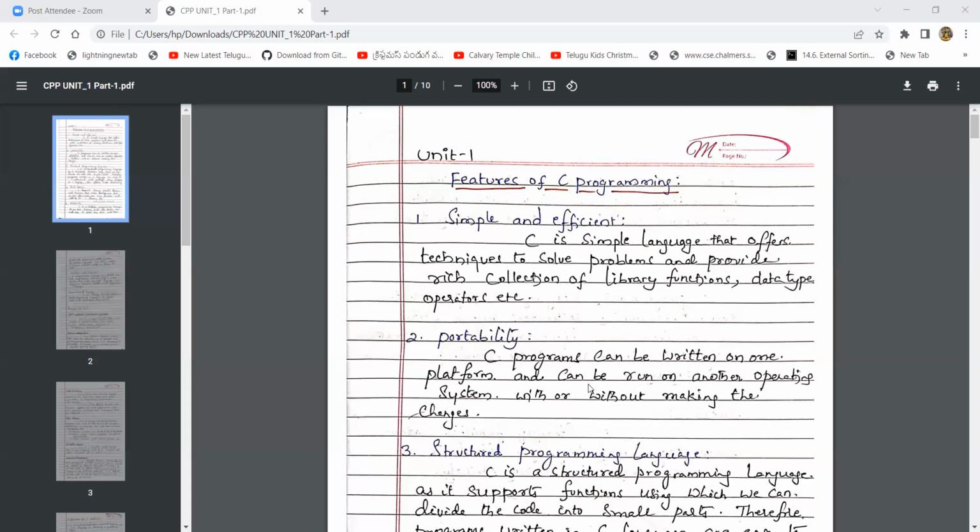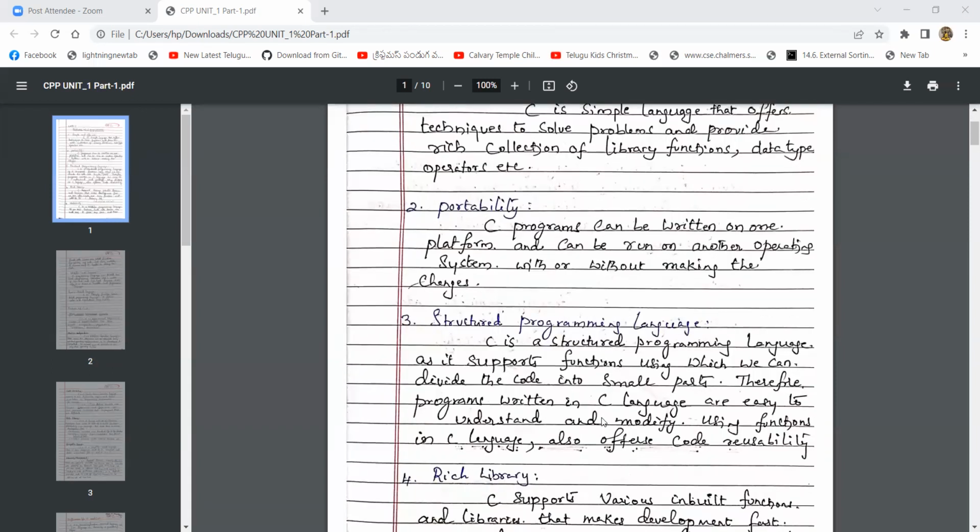And then C is a structured programming language. Structured programming language means it supports functions. A C program consists of different functions, like the predefined main function and other user defined functions defined by the programmer. You bind your code inside functions, and we cannot write code outside of the functions. That makes C a structured programming language.